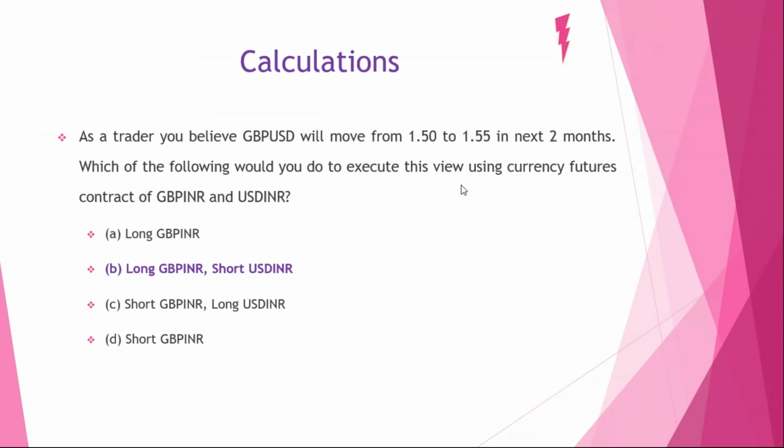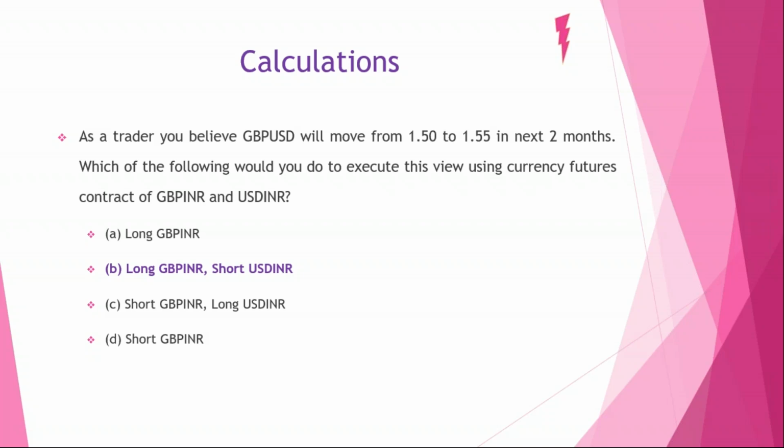So as a trader, you believe GBP will move from 1.50 to 1.55. One of the basic things I forgot to tell you about is GBP and USD. GBP is the base currency and USD is the quoting currency. So whenever you hear GBP USD, it means that 1 GBP equals 1.50 dollars. Similarly, GBPINR is quoted in 1 GBP, so whatever 1 GBP costs will be quoted in INR.